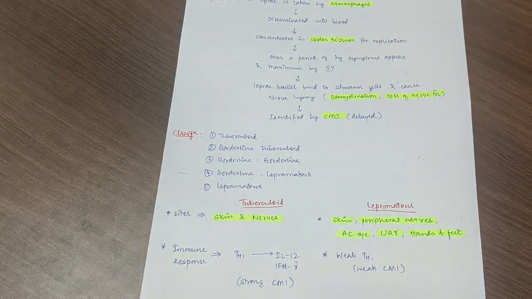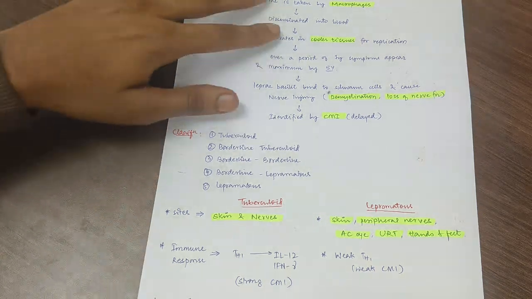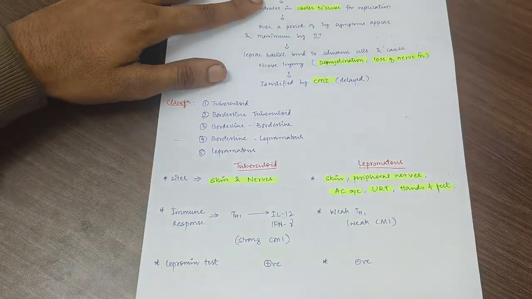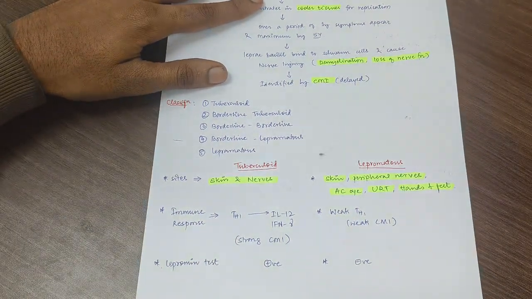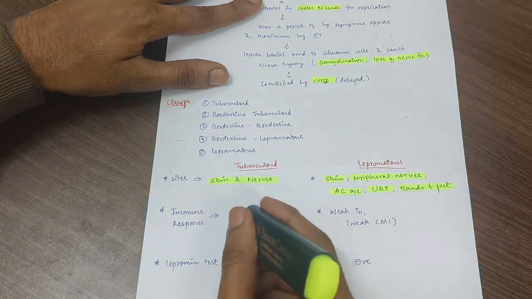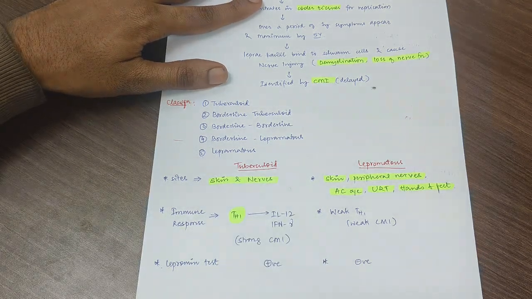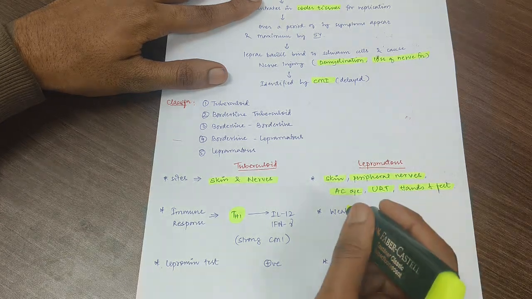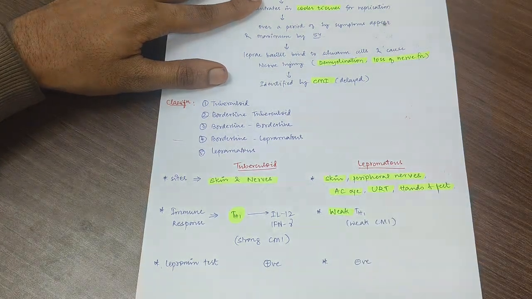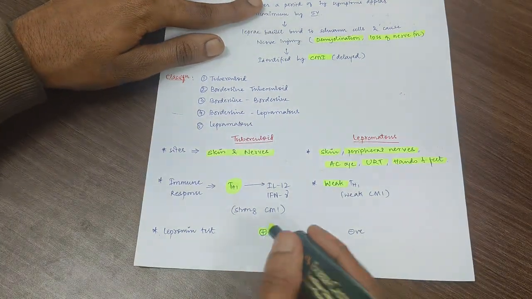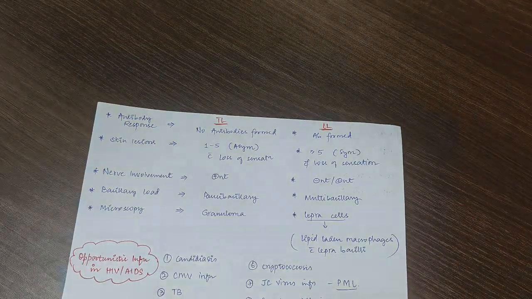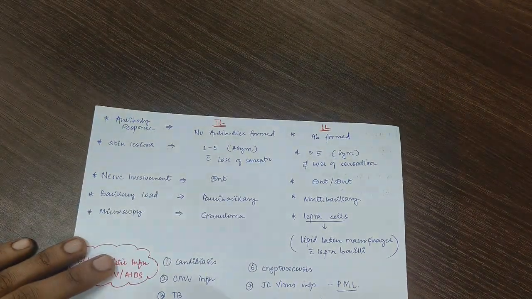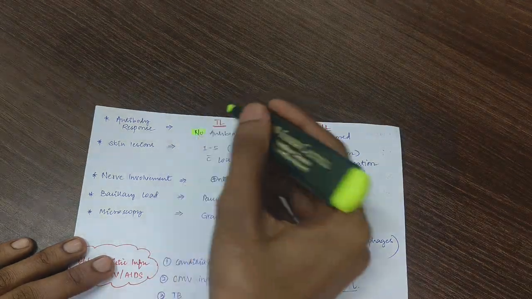This is lepromatous. Whereas inflammatory response or immune response is strong in tuberculoid. Th1 response is more. Here it is weak. Lepromin test is positive here. Here it is negative. Next, antibody response. Whether antibodies are present in case of tuberculoid? No, there are no antibodies here.